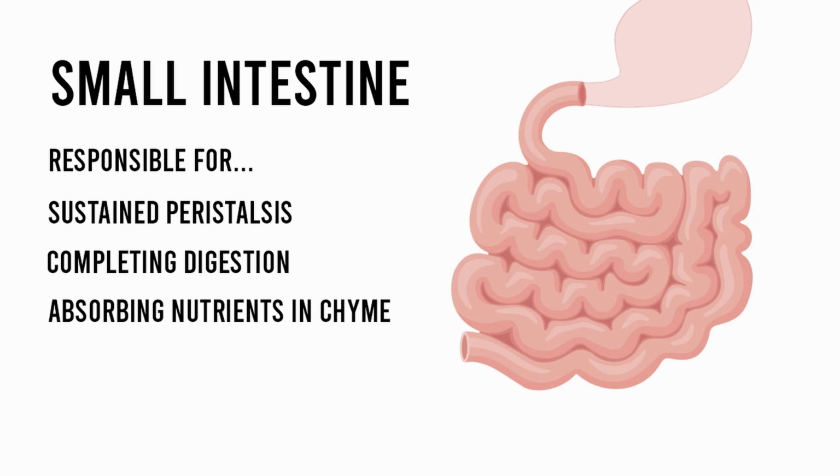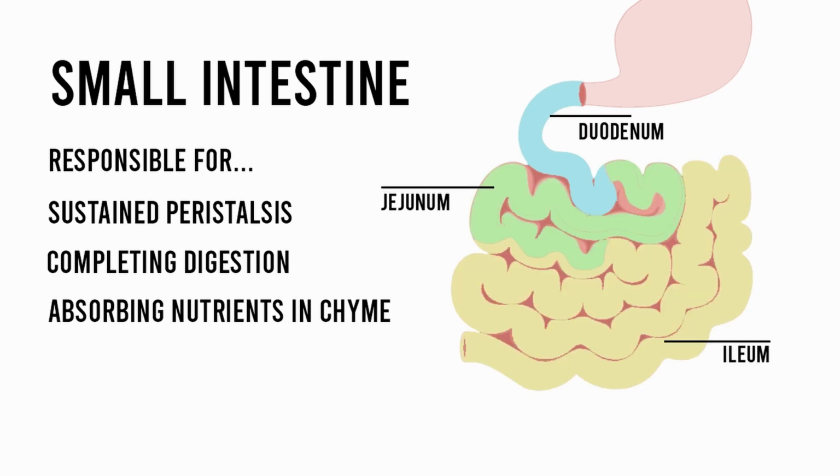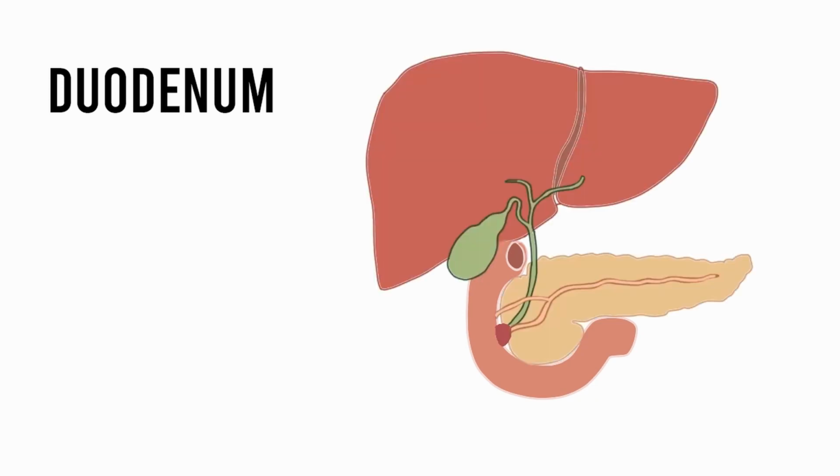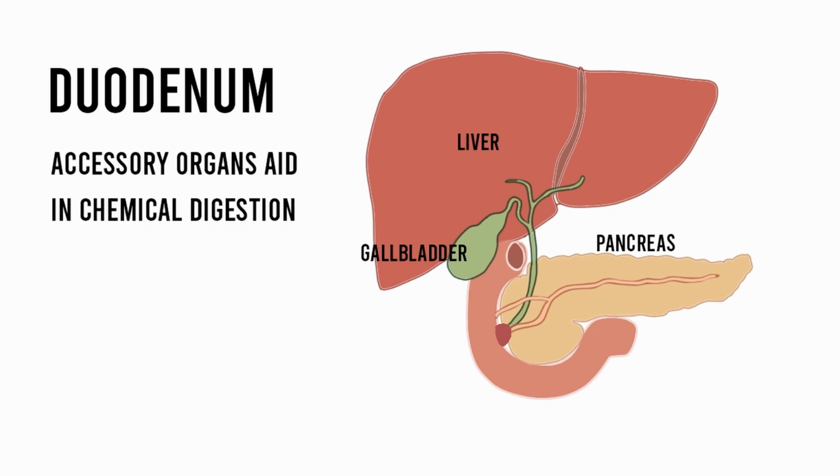the chyme. The small intestine is divided into three parts known as the duodenum, the jejunum, and the ileum. The duodenum in particular is unique in the fact that it contains several ducts connected to organs such as the liver, gallbladder, and the pancreas, all of which aid in chemical digestion. We will be calling these organs accessory organs.